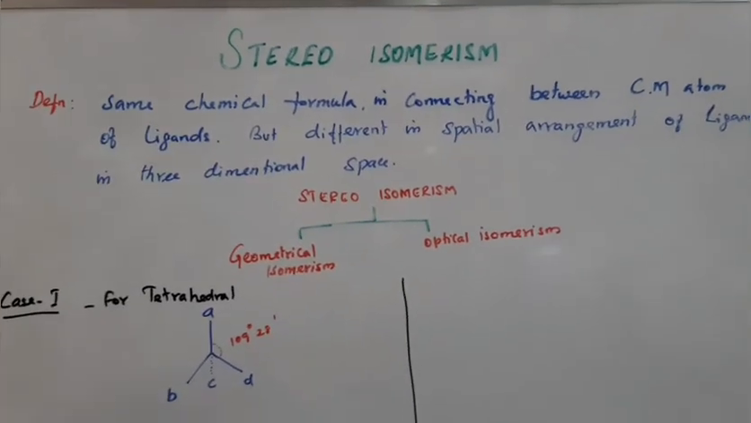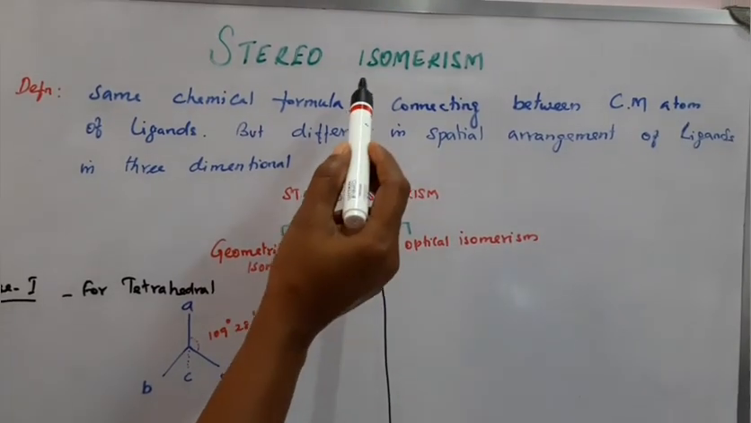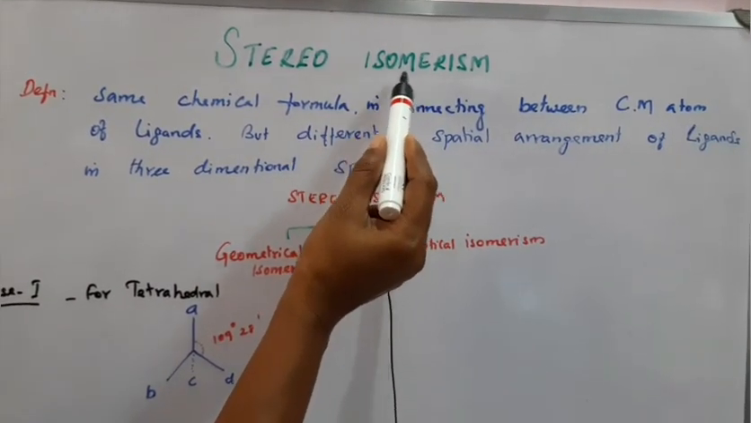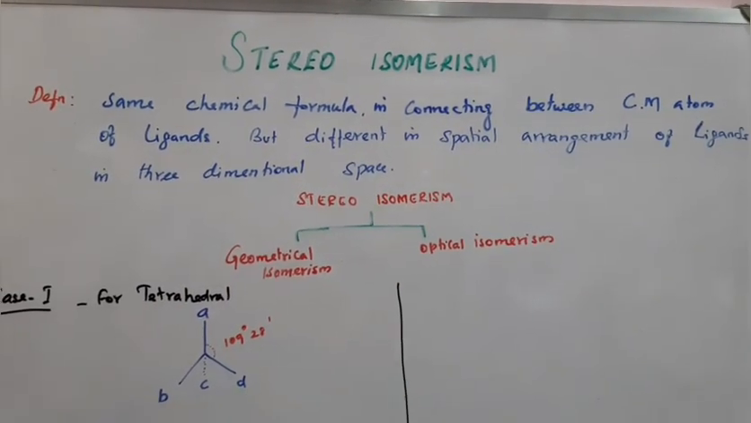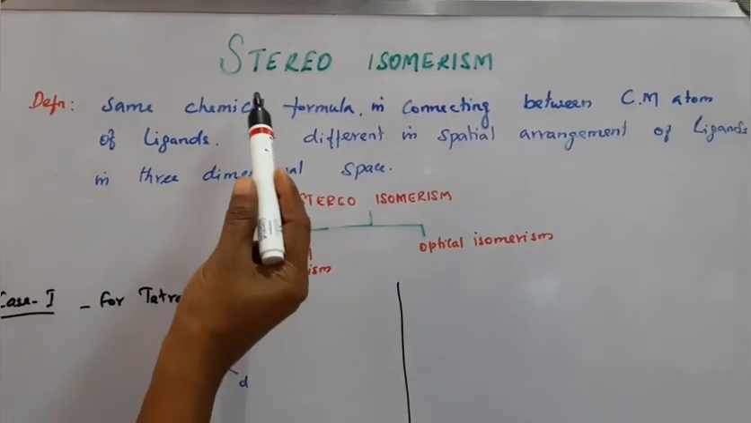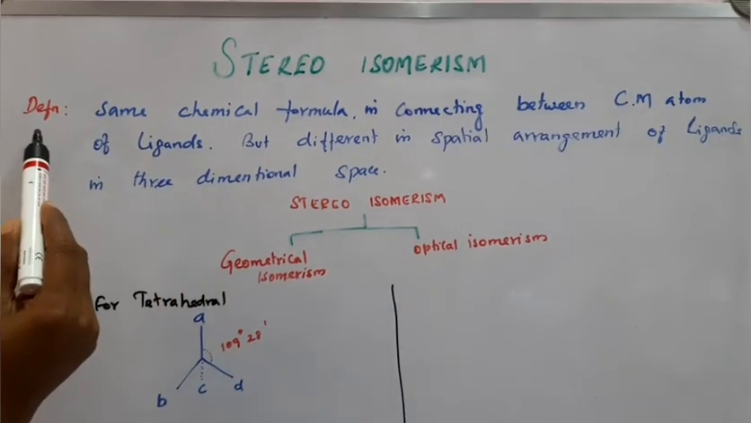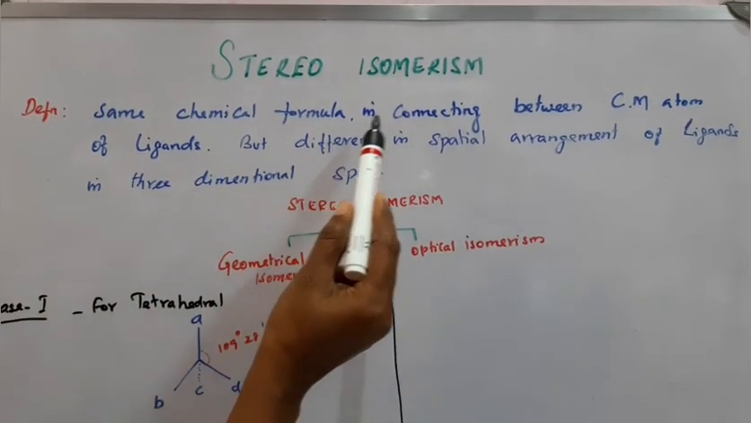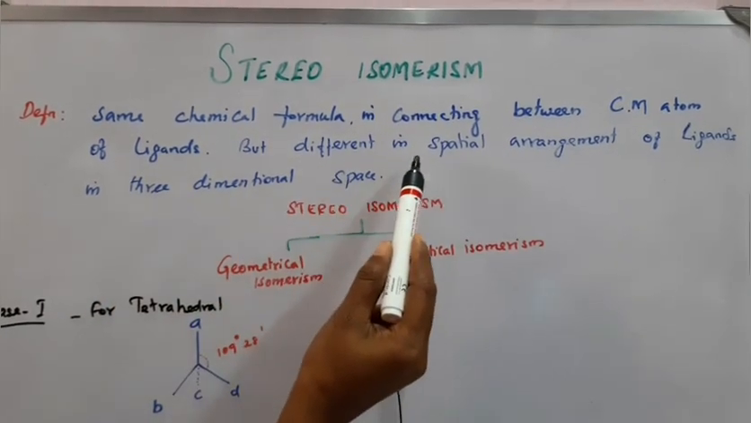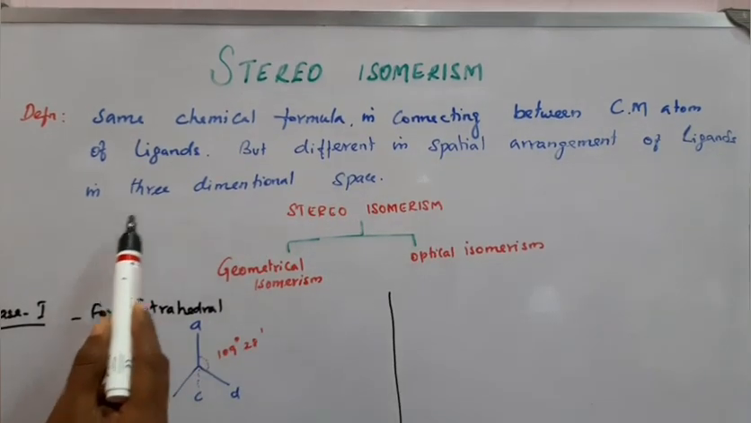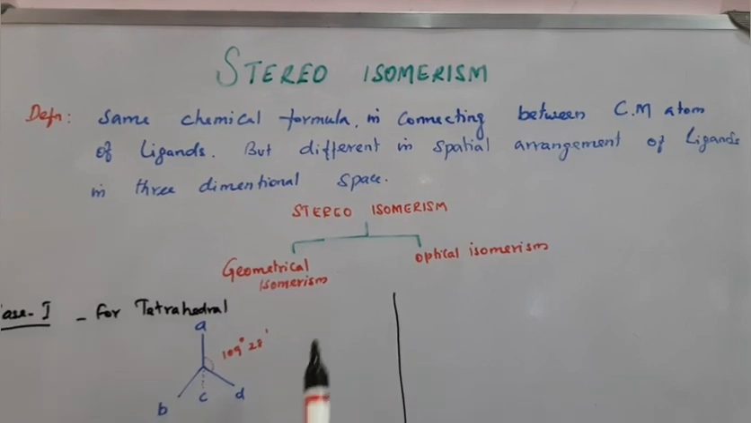Today's session we are going to see stereoisomerism. Iso means same, mer means unit. Sometimes the complex will have the same chemical formula, but the spatial arrangement is different. That is stereo. So the definition: same chemical formula and same connectivity between the central metal atom and ligands, but different spatial arrangement of ligands in three-dimensional space. So this is stereoisomerism.